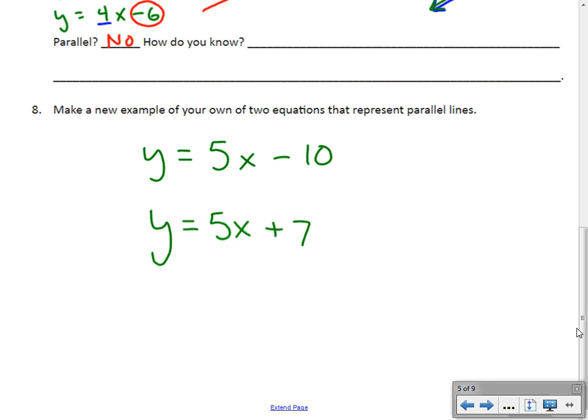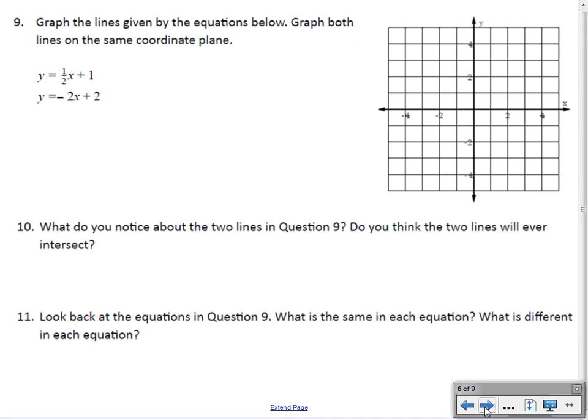And now I would have two parallel lines. So it's that simple. Now, this is just what we do for parallel lines. Let's talk about perpendicular lines. So let's start back with our graph.